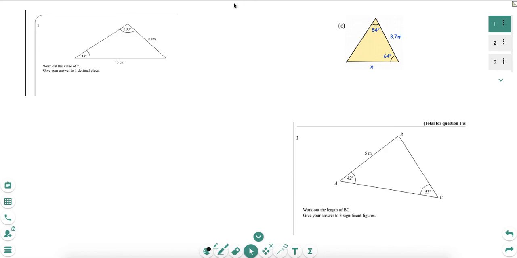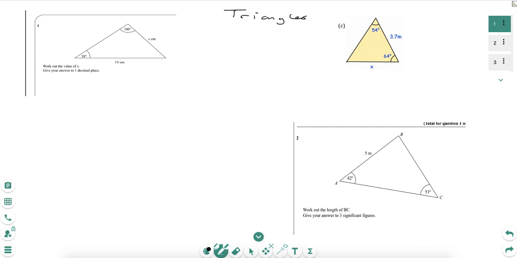Alright guys, now we're going to get onto non-right angle triangles. Whenever you see a question about angles or sides of a triangle, I always think of a little flow chart in my head. I think, okay, this question is about triangles, alright? And then I think to myself, what kind of triangles are there?